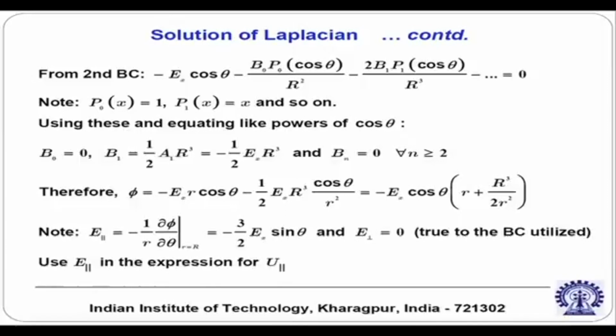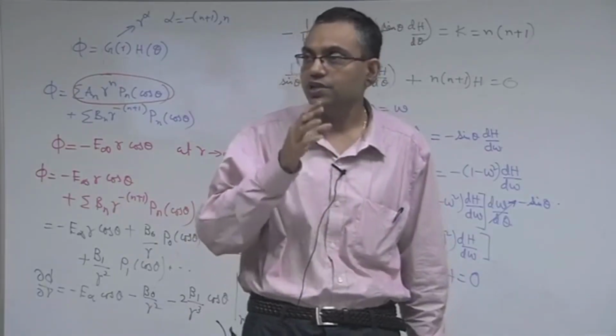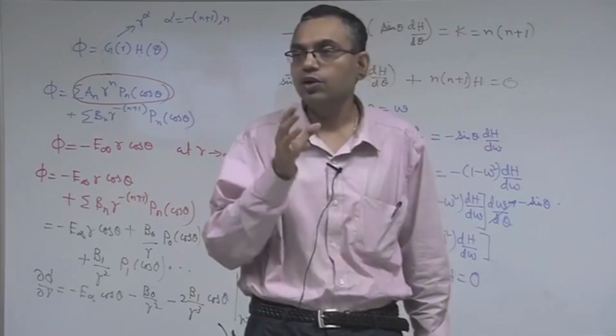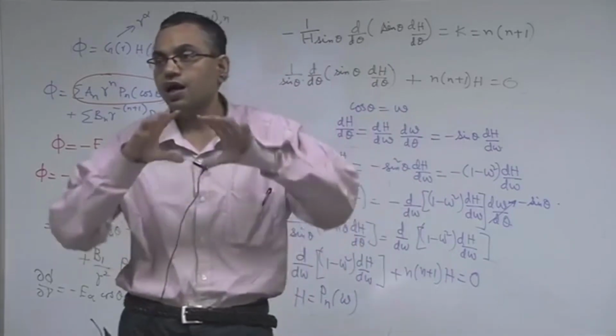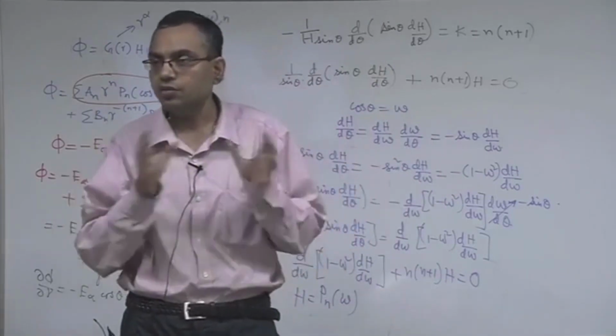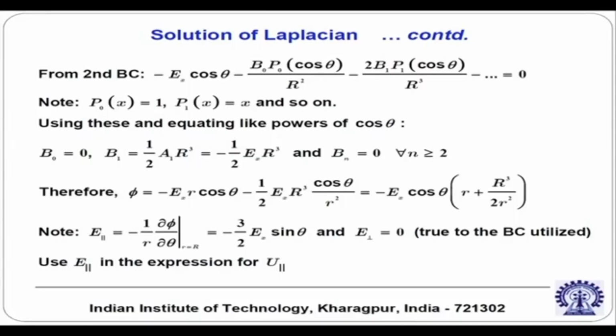So, at different locations theta, you will get different E parallel, and based on that you will get different U parallel. That means the electrophoretic velocity will also be theta dependent, and that comes from the largeness of the particle as compared to the characteristic electrical double layer thickness.